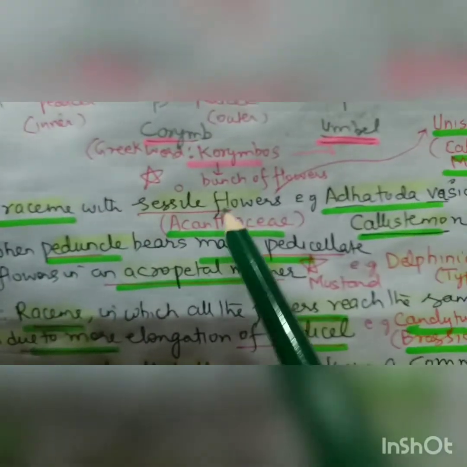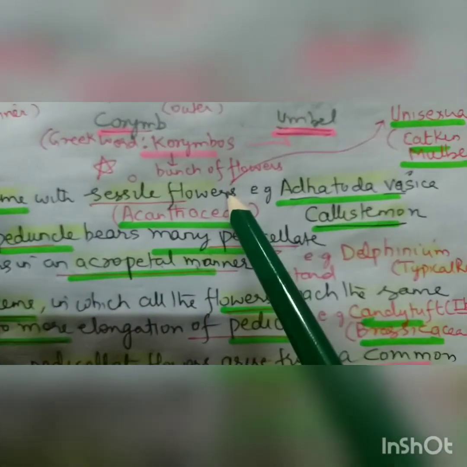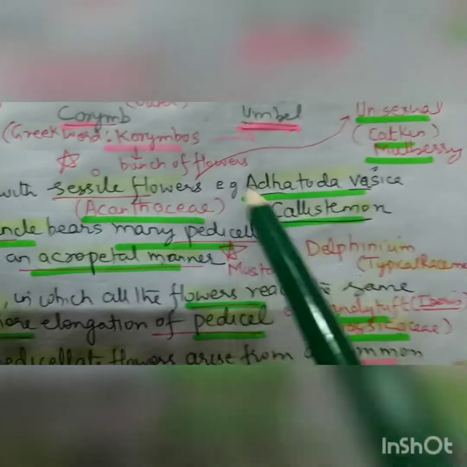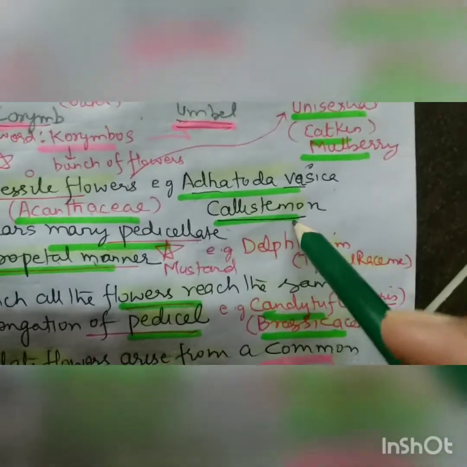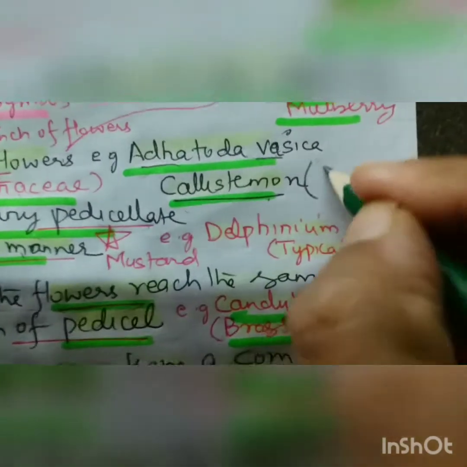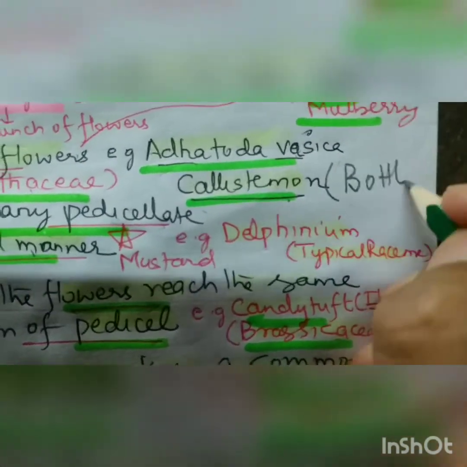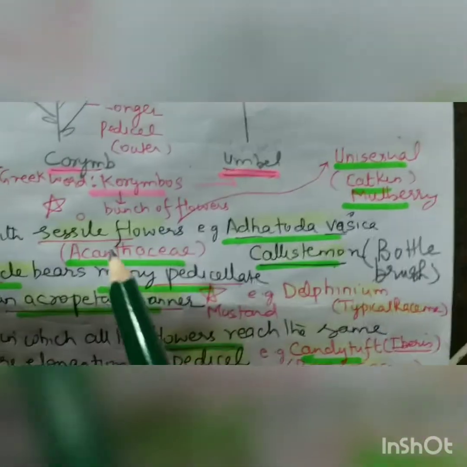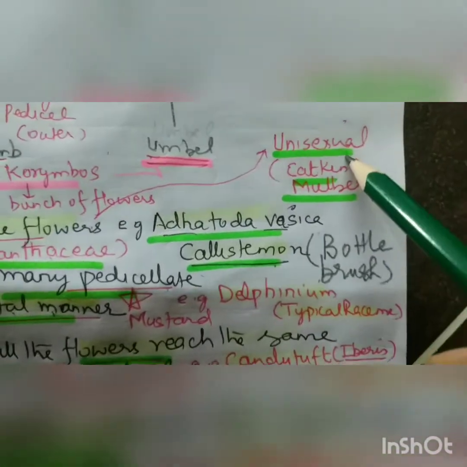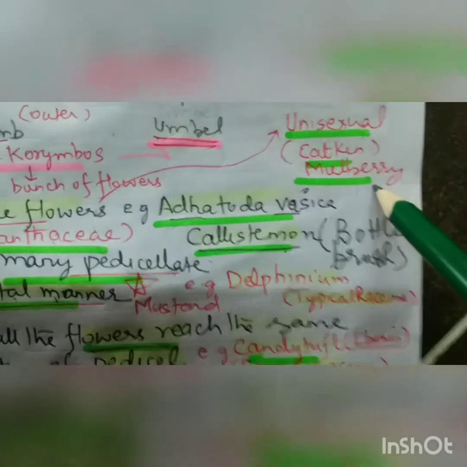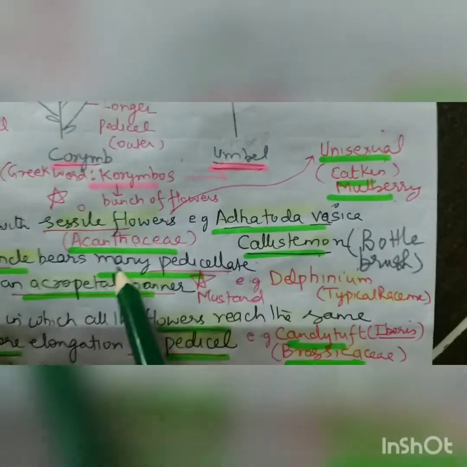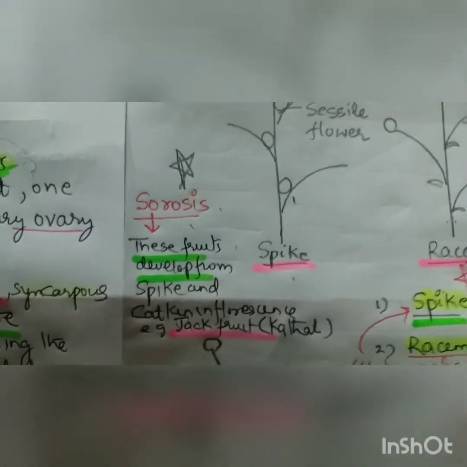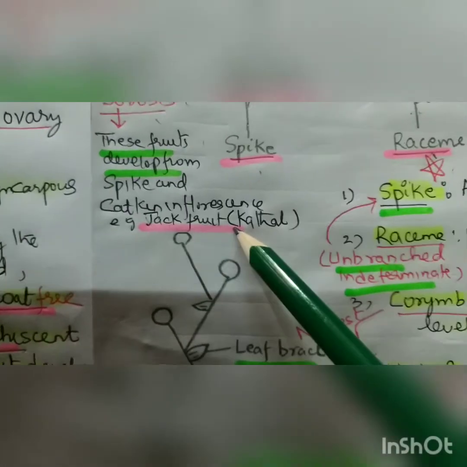Spike is a raceme with sessile flowers, for example in Acanthaceae family. In IAS this question will come. Examples: Eratoda vesica or Callistemon, which is called bottle brush. We have this tree in college also, near where the bus of our college is parked. And if these sessile flowers are unisexual, they are called catkin, as in mulberry. In both catkin and spike, the fruit is sorosis, and the best example I told you is the jackfruit or kathal.